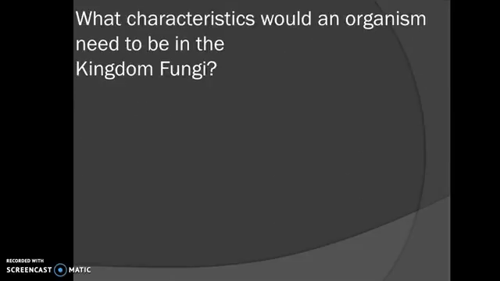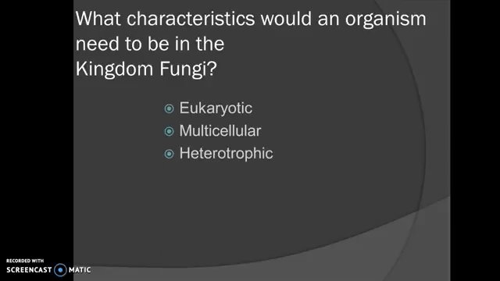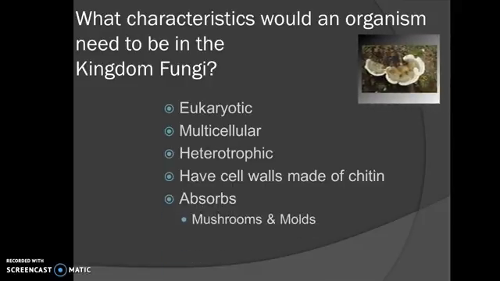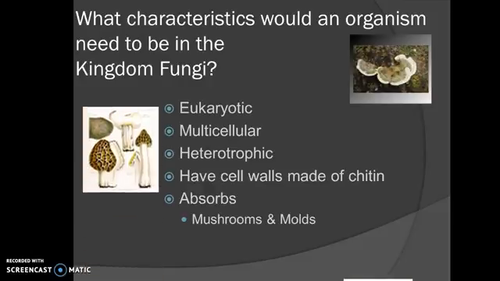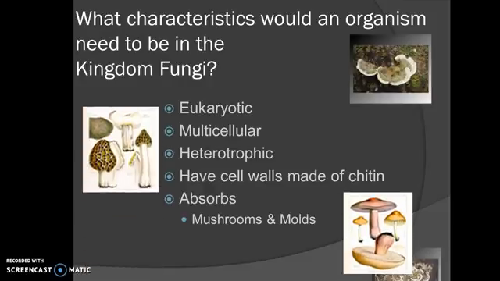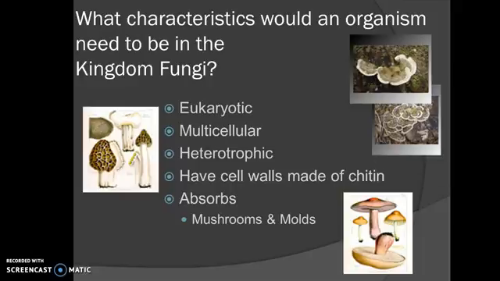What characteristics would an organism need to be in the kingdom fungi? A really fun guy. Eukaryotic, multicellular now, no more single cellular business. Heterotrophic, it needs to go and take in energy from an outside source, not to make it itself. It has cell walls made of chitin, and it absorbs, so we're looking at mushrooms and molds. Here they come. Nice. Morels are out right now.